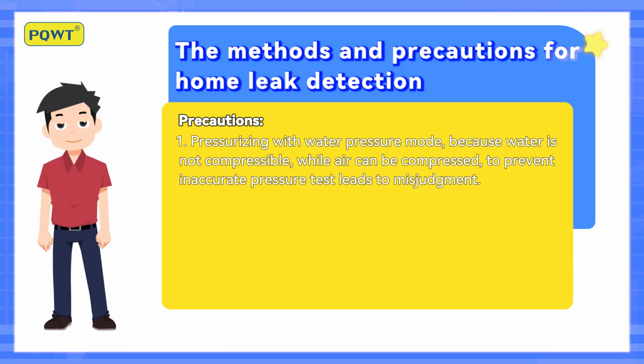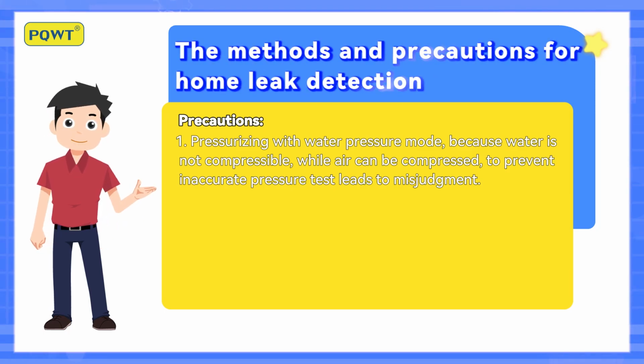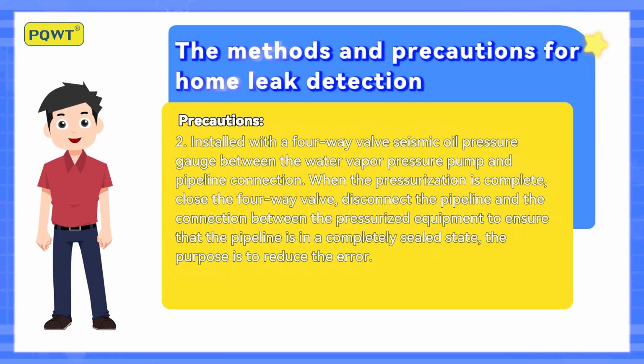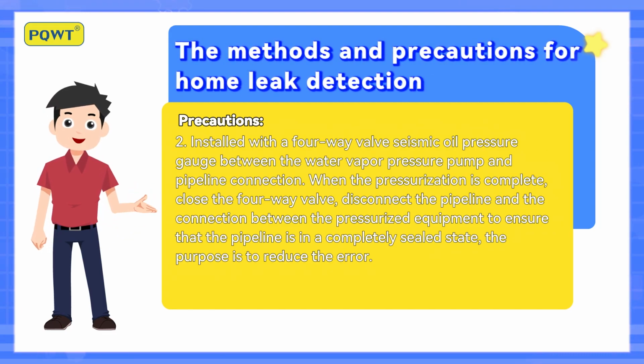Precautions. 1. Pressurize with water pressure mode, because water is not compressible, while air can be compressed. This prevents inaccurate pressure tests that lead to misjudgment. 2. Install a 4-way valve and oil pressure gauge between the water and gas pressure pump and the pipeline connection. When the pressurization is complete, close the 4-way valve. Disconnect the pipeline from the pressurizing equipment to ensure that the pipeline is in a completely sealed state. The purpose is to reduce error.